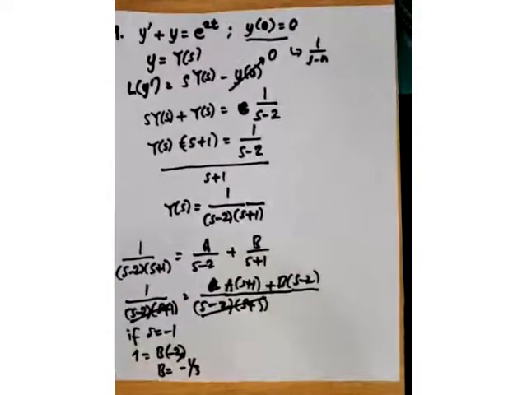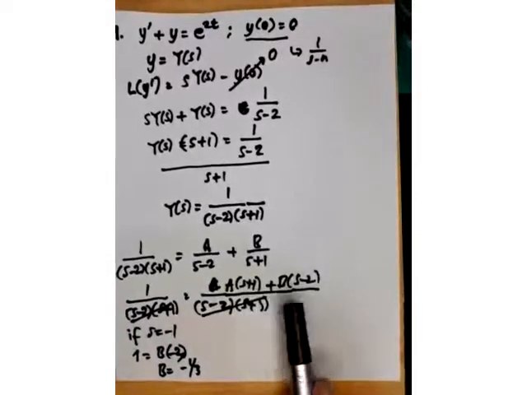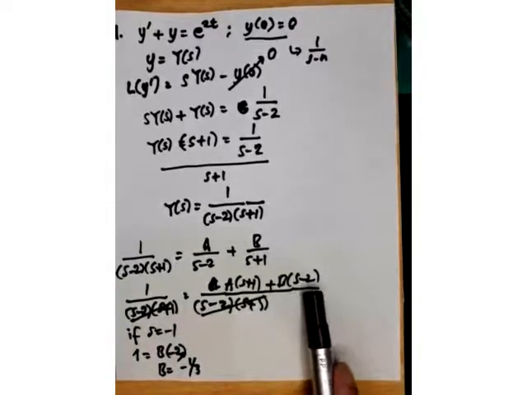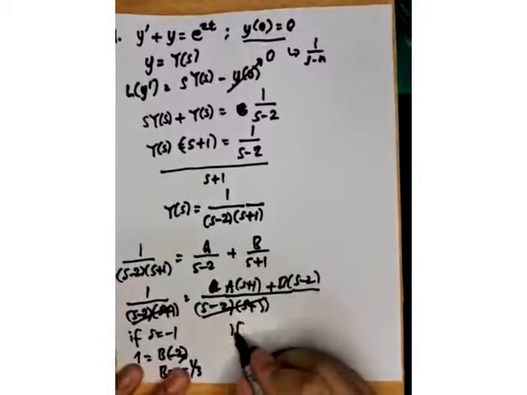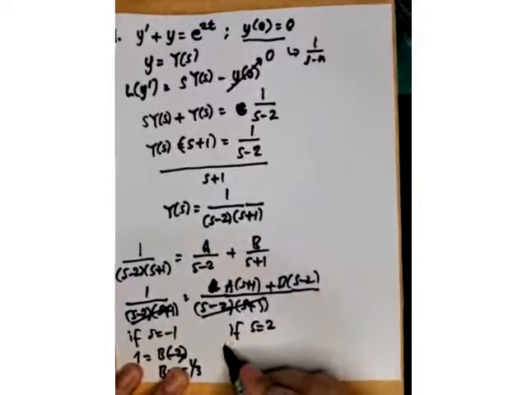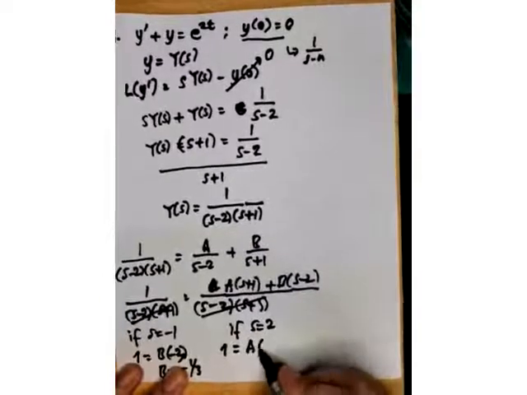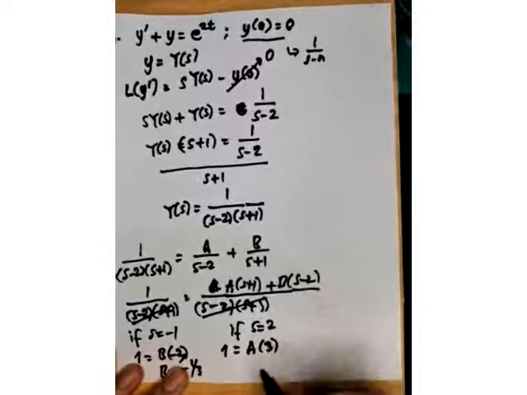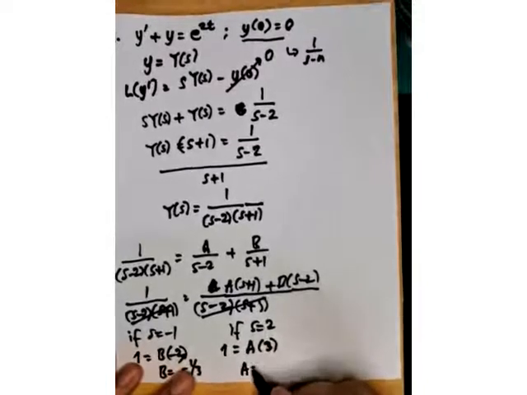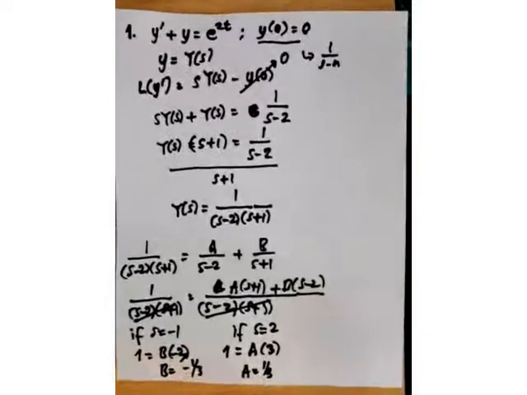Tama ba? If s is negative 1, so this is 0. So this is negative 1 minus 2. So that's negative 3. So, yeah. Next. So if s is equal to 2, so I'll have 1 is equal to a times 3 plus 0. Kasi mag-0 to, so ito 3. So a is equal to 1/3. A is equal to 1/3.